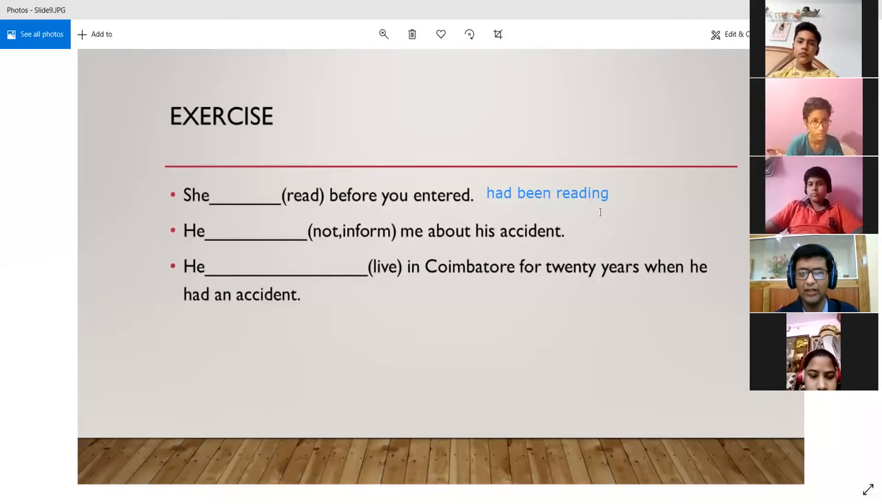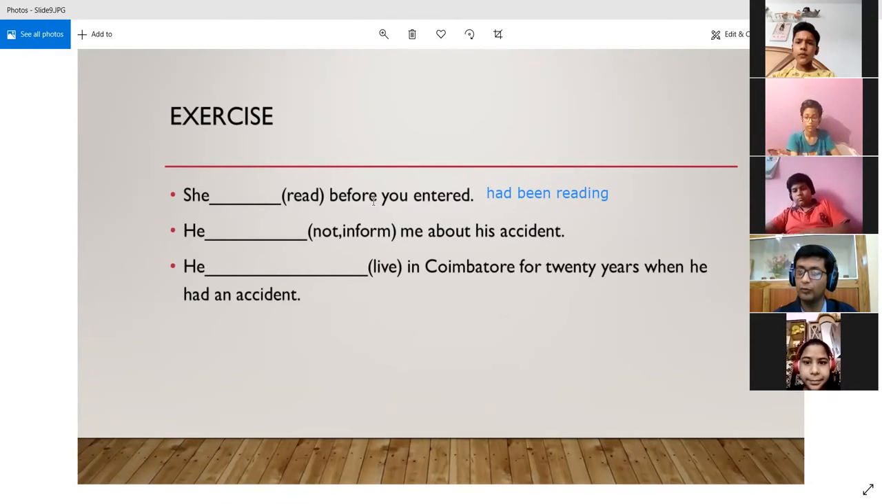So why are we saying so? Because her reading was going on before this person entered. So she might just have finished it just before, right? Because we say that an action continued up to that point, or it had very recently finished. So her reading should have very recently finished before this person entered.